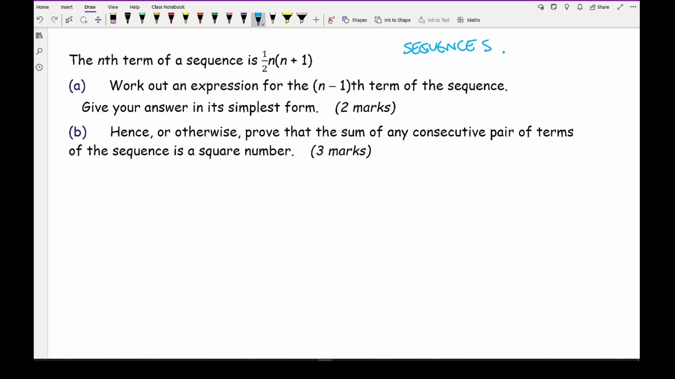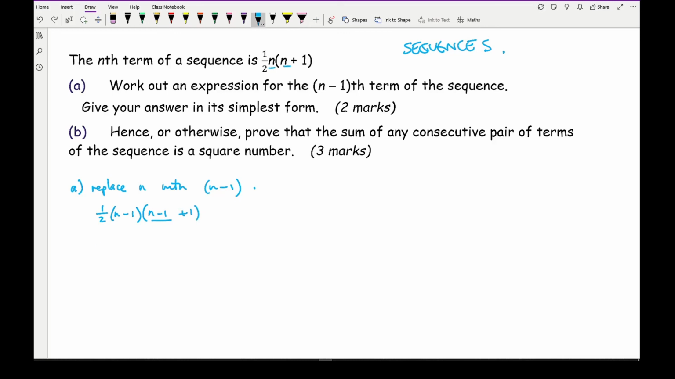So what we need to do is swap. So for part A, what we need to do is replace n with n minus 1. So replacing that, what I end up with is a half, n minus 1, and then n minus 1 plus 1. So all I've done there is swapped wherever I see an n, I've swapped it with n minus 1.